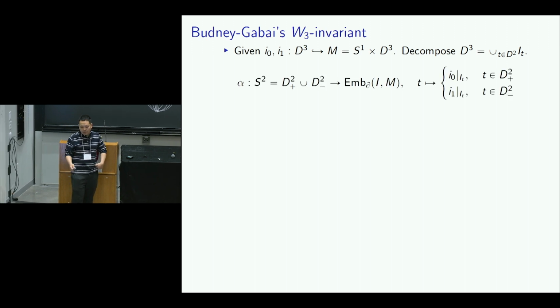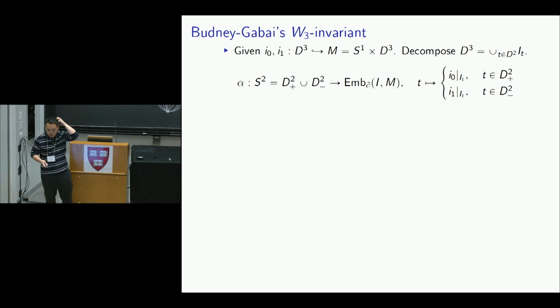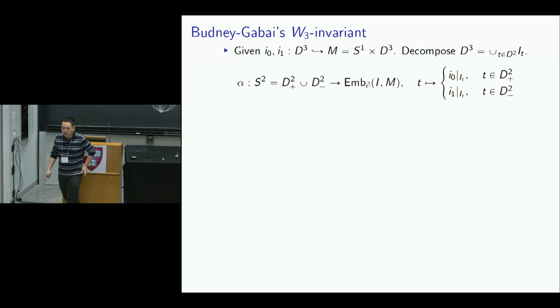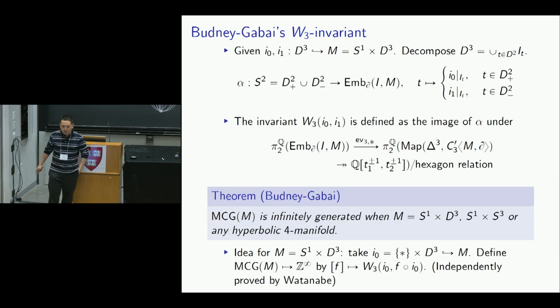Then, just like before, we can get a map from S2 to the space of embeddings. It just sends the upper hemisphere using the restriction of I0, and sends the lower hemisphere using the restriction of I1. Okay, and they define an invariant called the W3 invariant.